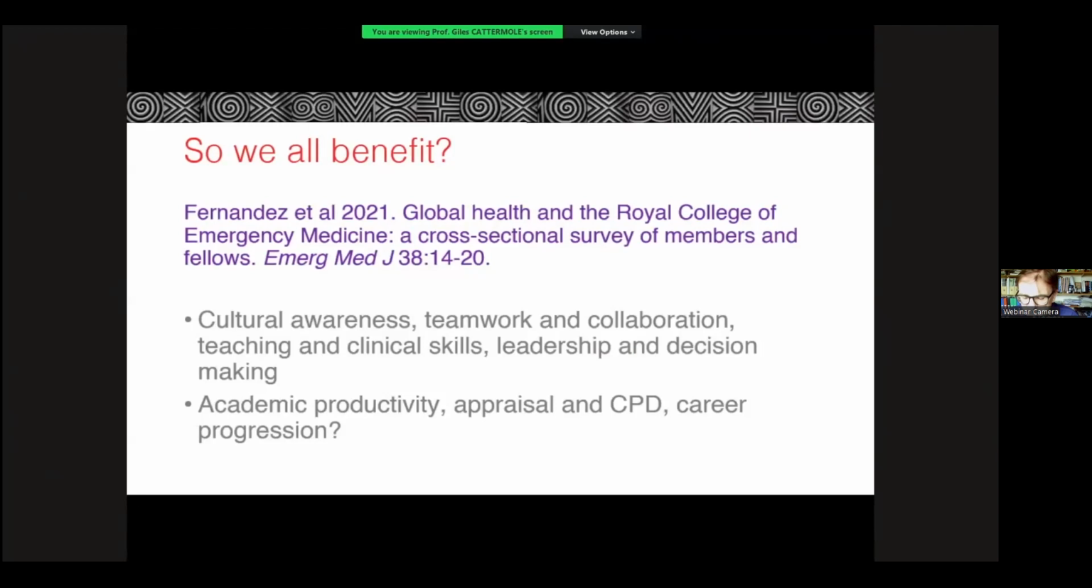And these were the kind of things that the individuals got out of it. So there's obviously a national or international benefit, but there's also benefit for those individuals who are involved in training. They develop their own teaching and clinical skills, their cultural awareness, their leadership, and maybe it sounds almost selfish, their own appraisal and CPD and their career progression.